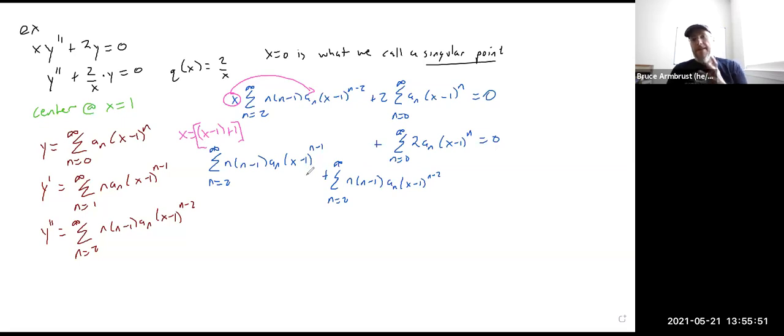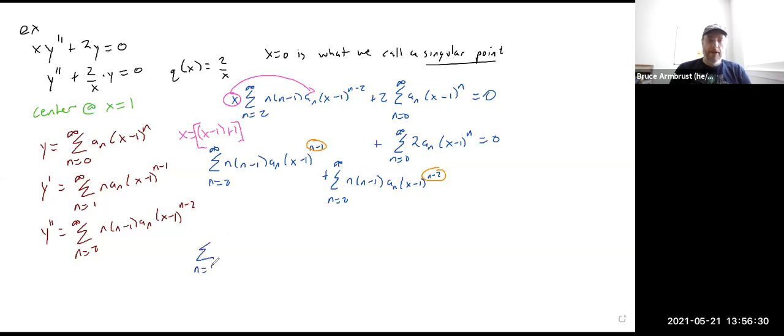All right, now this is definitely trickier, and a lot of the time when you center it somewhere other than 0, you have to pull a little bit of an algebra trick like this. But trust me, you still want to do that. So now let's adjust all of the exponents so that they're all n, right? We need to change this n minus 2 so that it's an n, and we need to change this n minus 1 so that it's also an n. So this guy means we need to shift by 1.